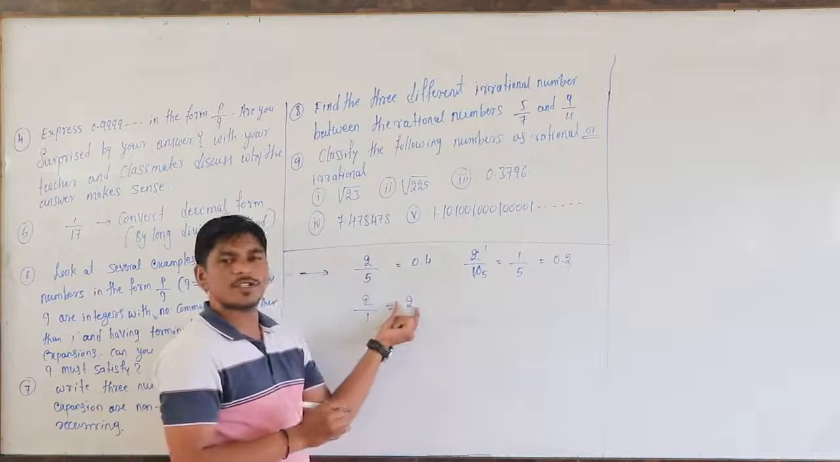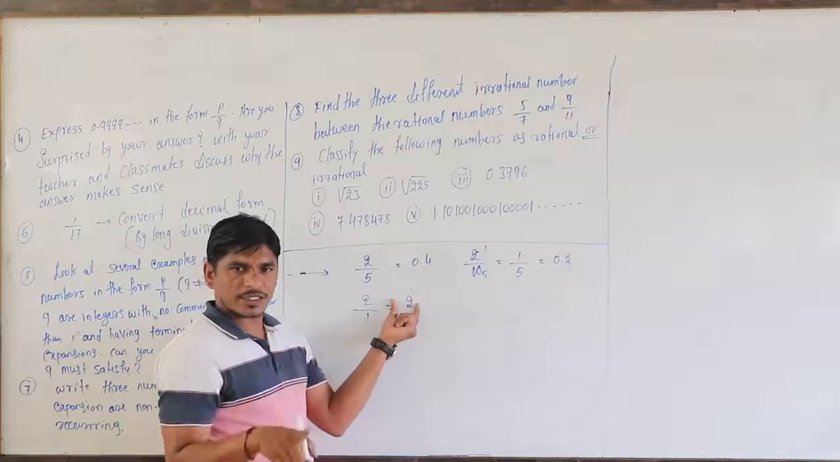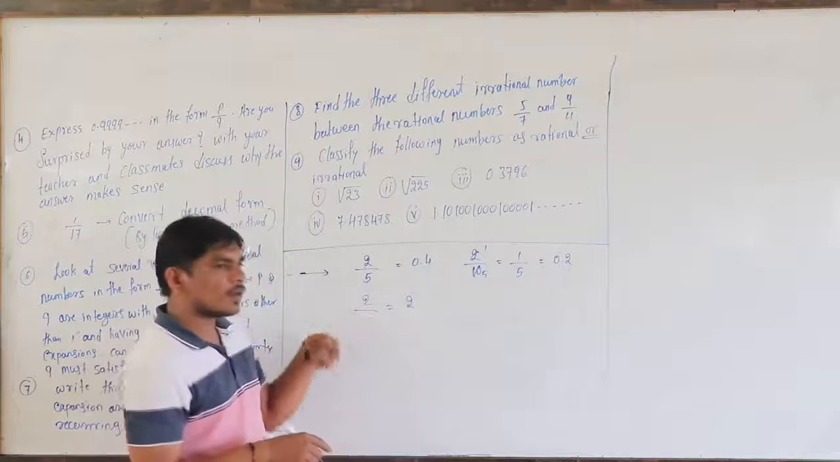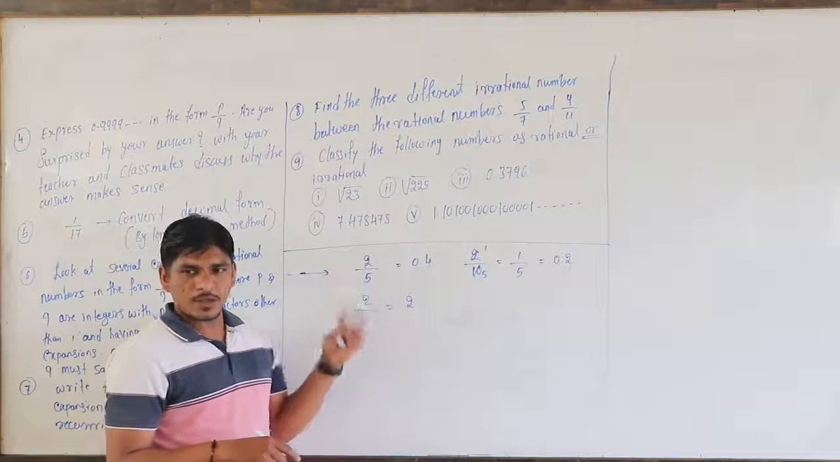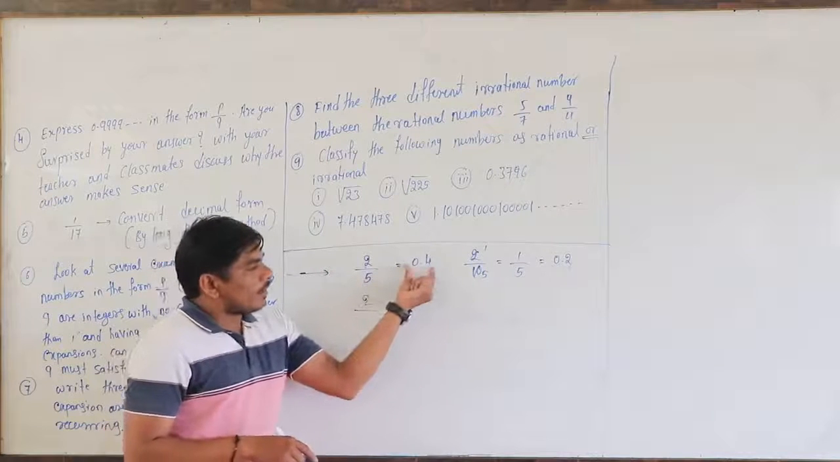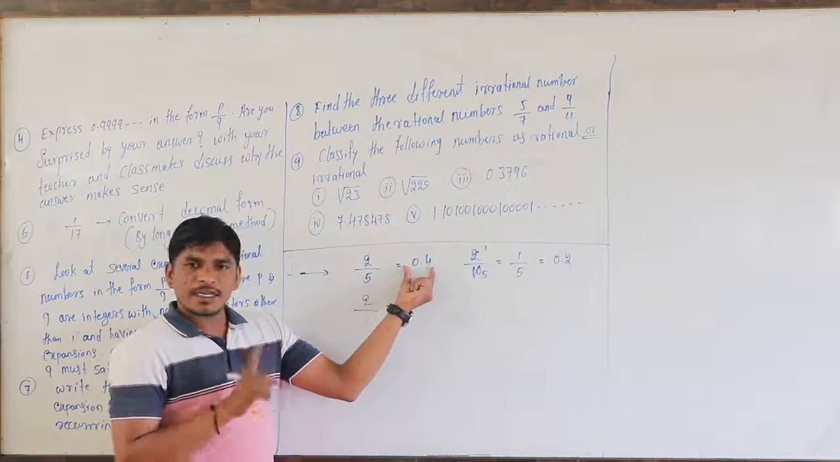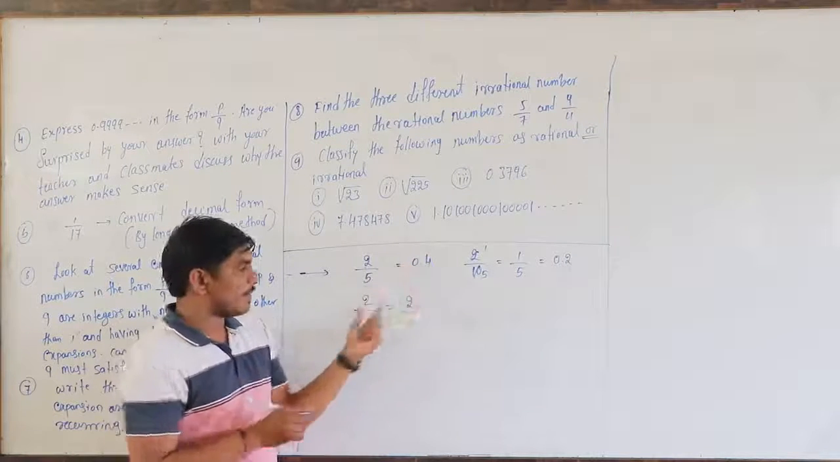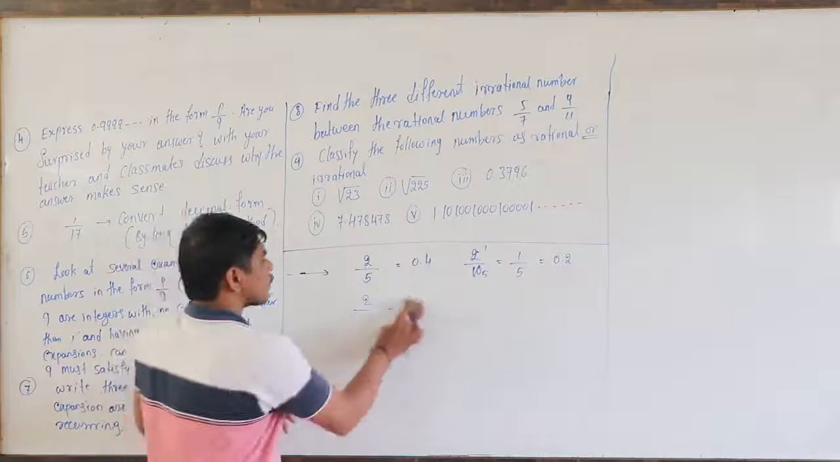It means it is in integer form. All integers are rational numbers, but the condition is other than 1. That's why you have to take 2, 3, 5 and so on. But after simplification, the decimal expansion terminates, the remainder becomes 0. That's why you take any example.